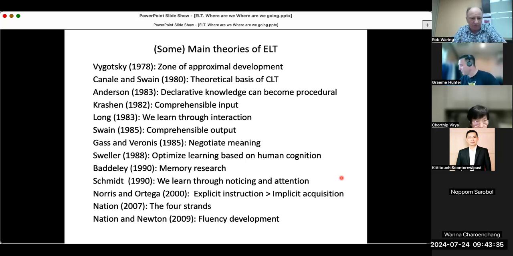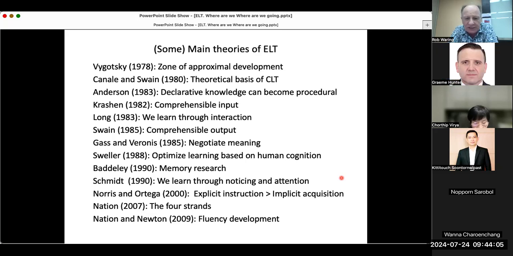Comprehensible input, I'm sure you're all familiar with Stephen Krashen. He said that was really important. Michael Long said that we actually learn through interacting. We can't just learn from input. We need to actually interact. We need to actually co-create language with other people. Swain added to that comprehensible output. Varonis and Gass took on the work of Michael Long and talked about how we need to negotiate meaning. This is co-created texts.